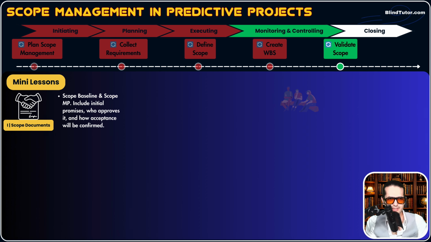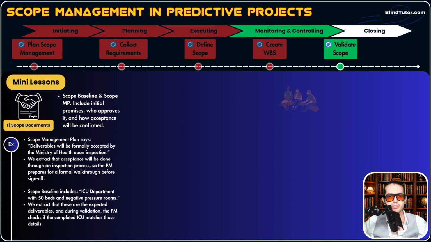Okay, it may say, let's read an example. Scope management plan may say deliverables will be formally accepted by the Ministry of Health upon inspection. Okay, so this is a hint, this is an instruction that you got from the scope management plan. You extract that acceptance will be done through an inspection process. Okay, so there is a formal inspection process, not just by phone. So the PM prepares for a formal walkthrough before sign off.